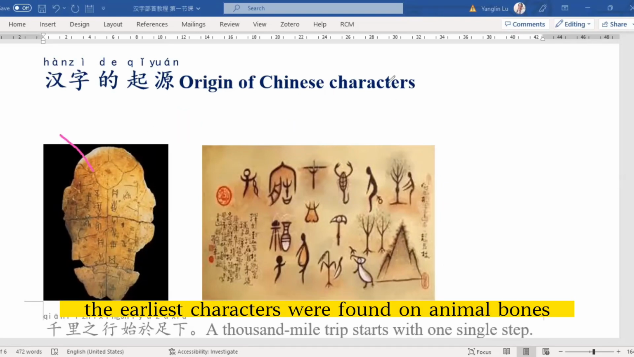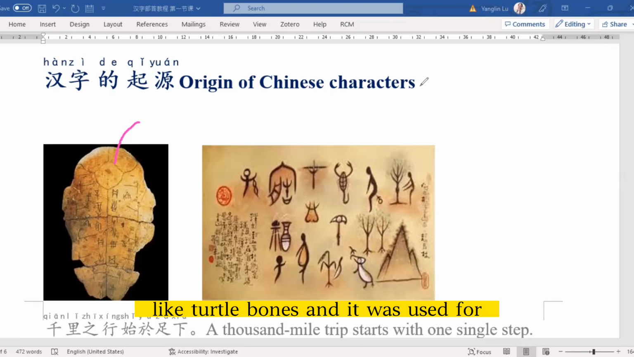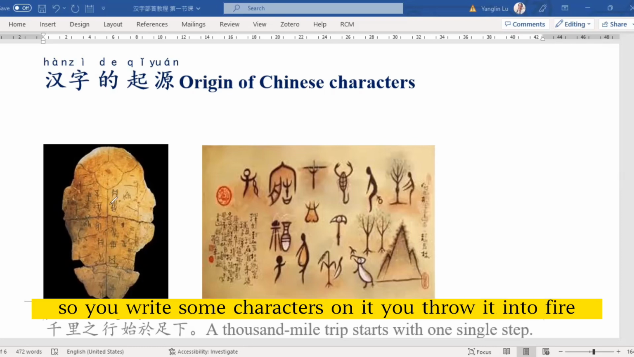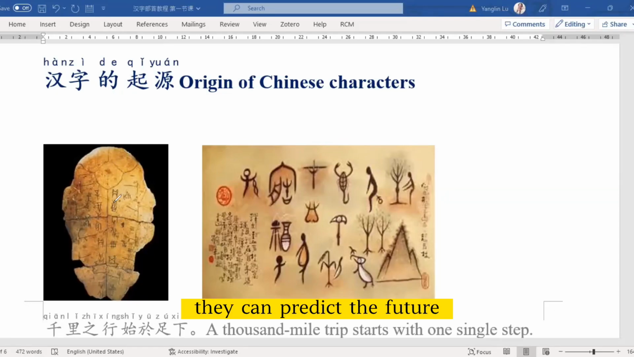The earliest characters were found on animal bones, like here you can see turtle bones. At that time, it was used for predicting the future, right? So you write some characters on it, you throw it into fire, and then based on the way it cracks, they can predict the future.